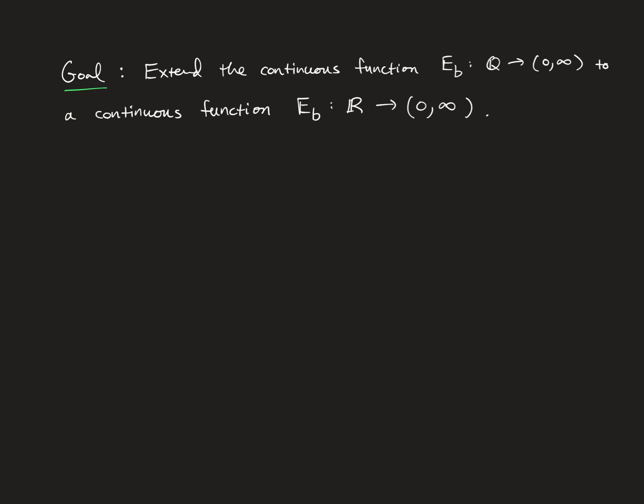All right, so let's return to the discussion we were originally having, which is we want to extend the exponential function of base b defined on the rationals to a continuous function, right? So now we know we have this continuous function on the rationals. We want to extend that to a continuous function on all of the reals. So how do we do this?